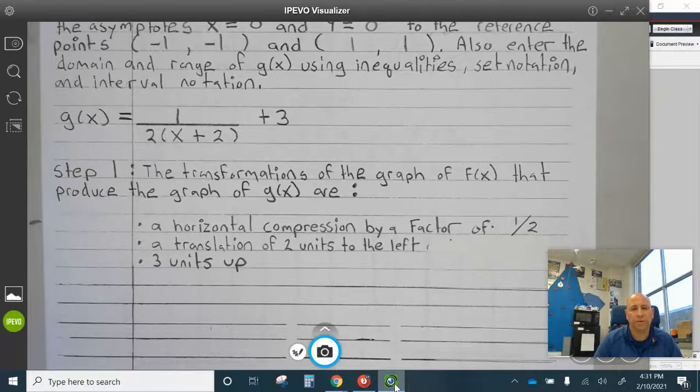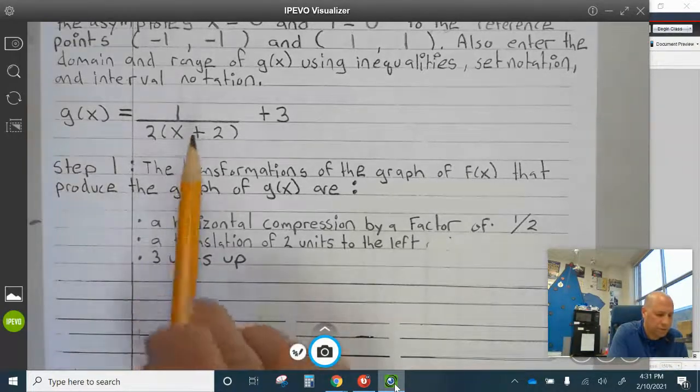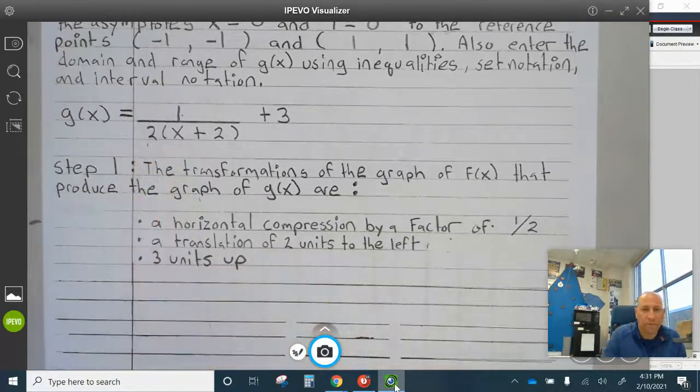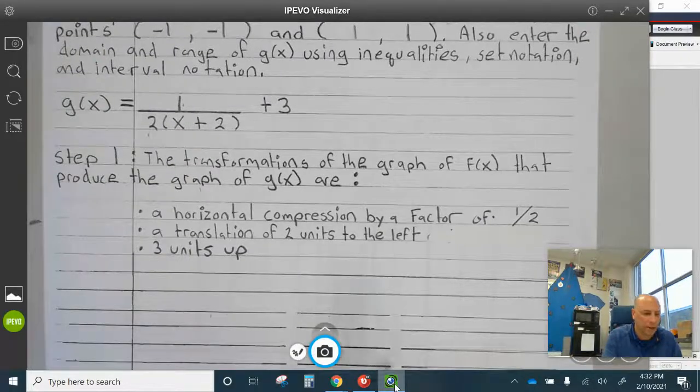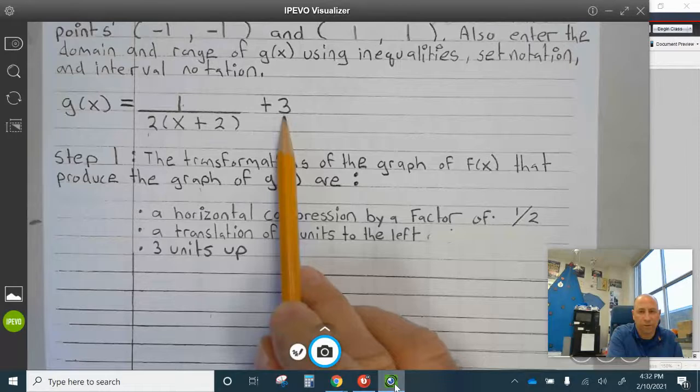Step 1. The transformations of the graph of f of x that produce the graph of g of x are a horizontal compression by a factor of 1 divided by 2, which is right here. Okay? A translation of 2 units to the left, which is here, and 3 units up, which is right here. Okay?